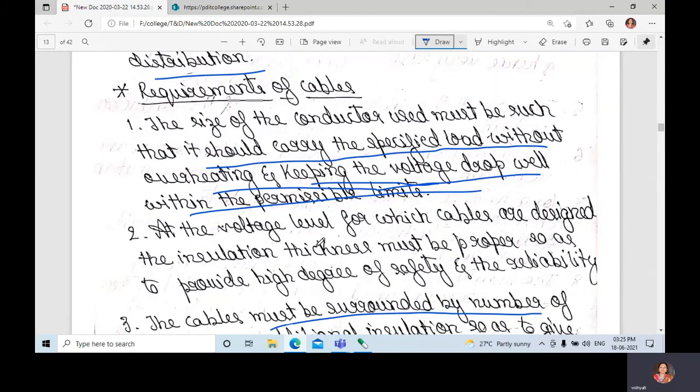Next, at the voltage level for which cables are designed, the insulation thickness must be proper. If we are using 11 kV voltage, how much insulation do we require?